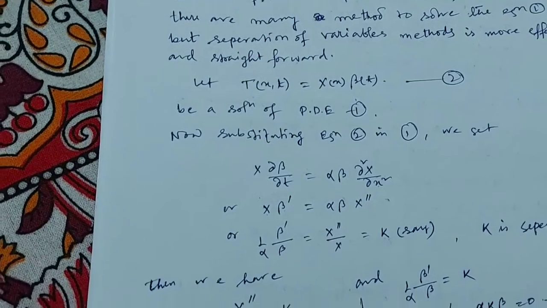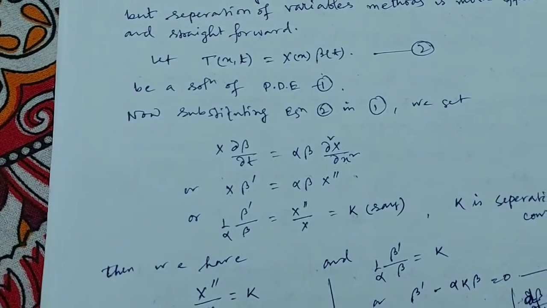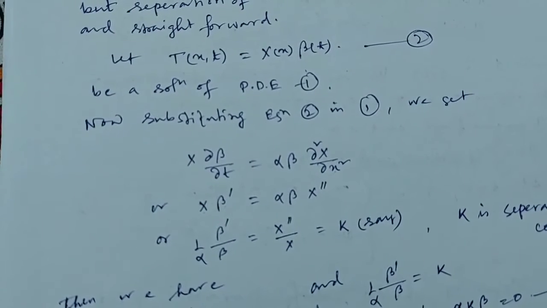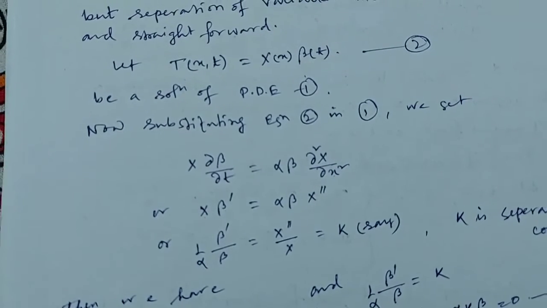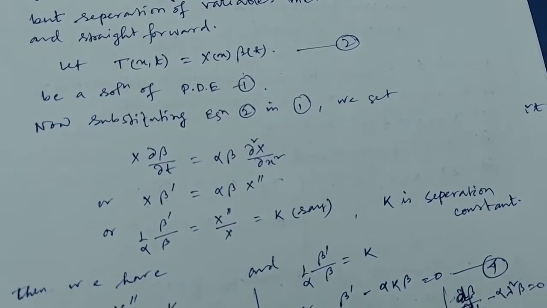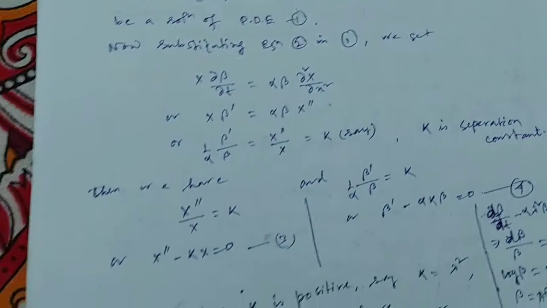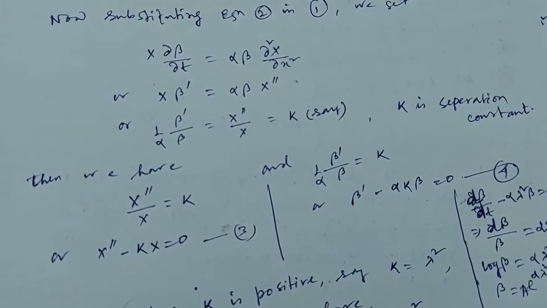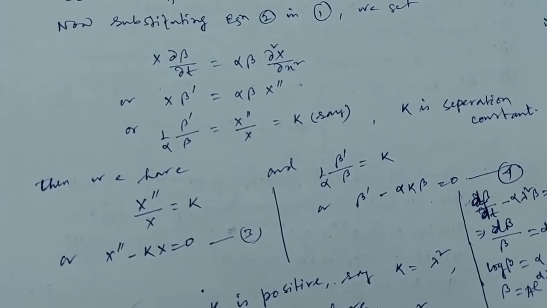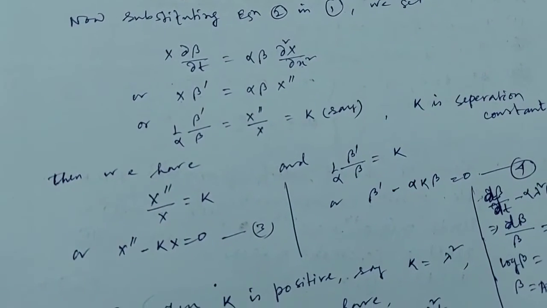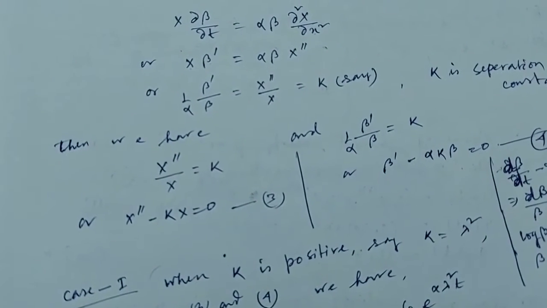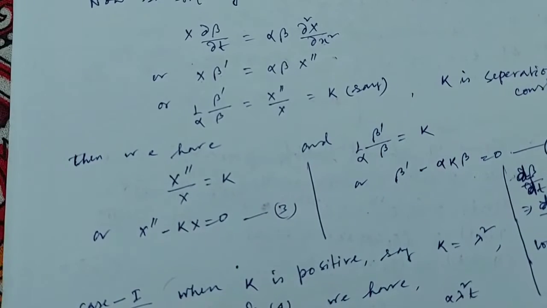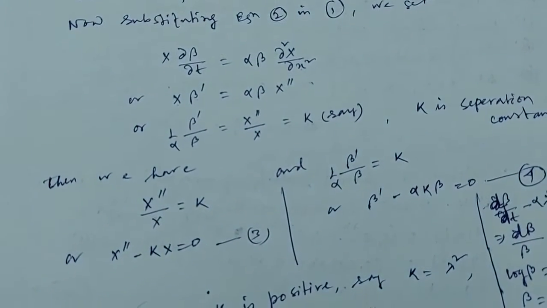And simplifying, we get 1 by alpha, beta dash by beta, is equal to X double dash by X, is equal to k. Say k is a separation constant. Now equating these two ratios with k, we get X double dash by X is equal to k, and 1 by alpha, beta dash by beta, is equal to k. Simplifying, we get X double dash minus k into X is equal to 0, and beta dash minus alpha into k into beta is equal to 0.